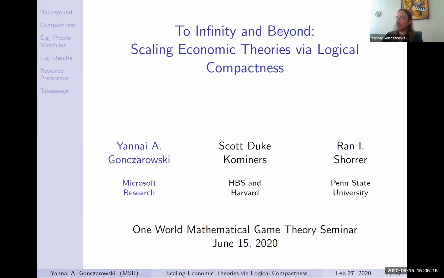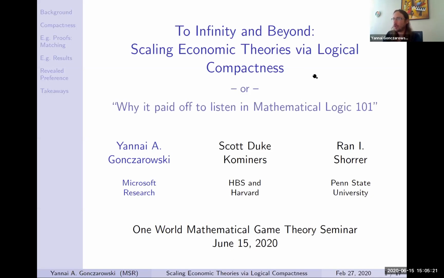So, To Infinity and Beyond: Scaling Economic Theories via Logical Compactness, or Why It Paid Off to Listen in Mathematical Logic 101. This is joint work with Scott Commoners from Harvard, who's here, and Ran Shorer from Penn State, who should be here but may have been woken in the middle of the night by his kids as well.